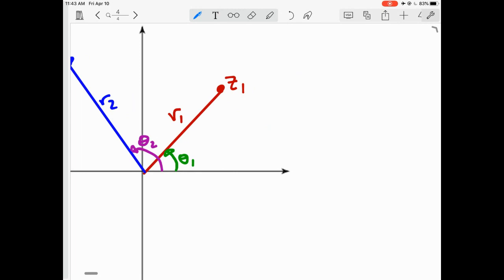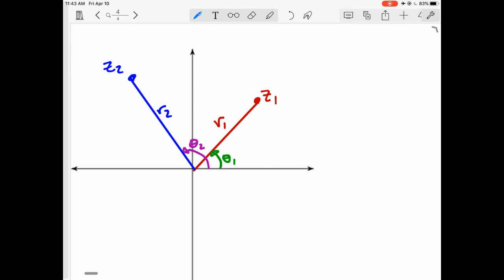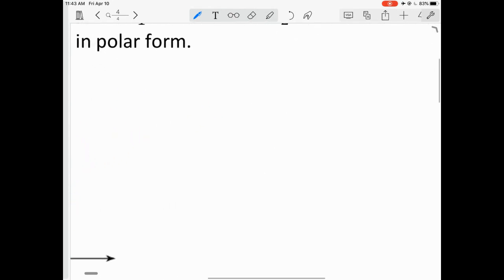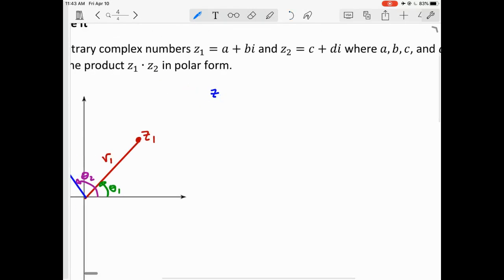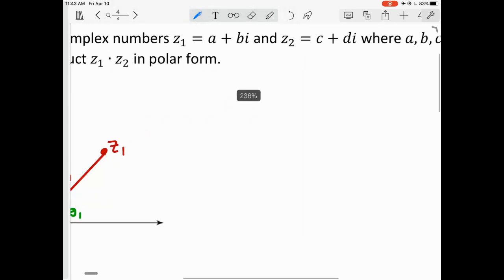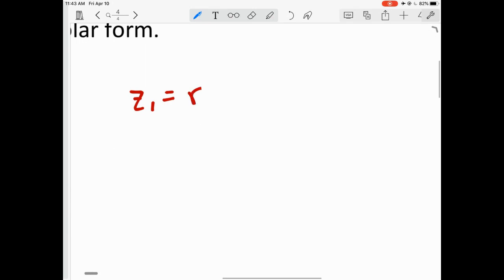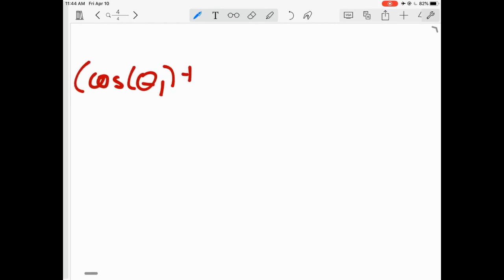We'd draw right triangles out of those and would end up getting our polar form of these, but we actually kind of know our polar form. z1 in polar form, I'll do that in red, stay consistent, z1 would be r1 cosine theta 1 plus i sine theta 1.